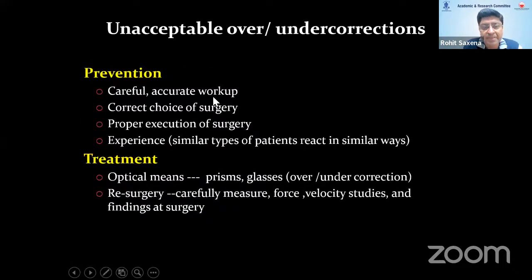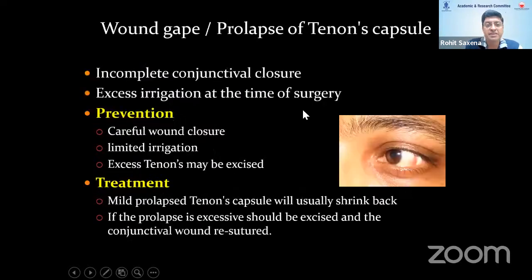Undercorrections and overcorrections sometimes are desirable, sometimes they may not be. You may initially try optical means to manage them, by glasses, altering the refractive error, or prisms. And of course, if there is significant under- or overcorrection or if the patient has diplopia, you may need to reoperate on the patient, either using the same muscles or the other eye or other unoperated muscles.